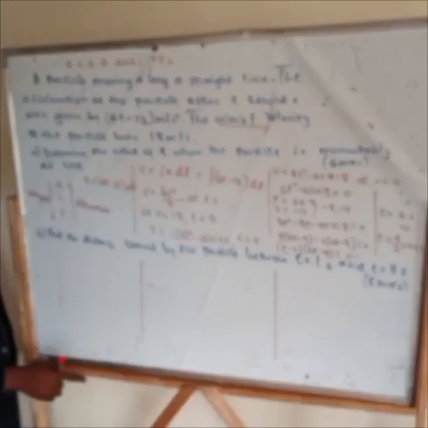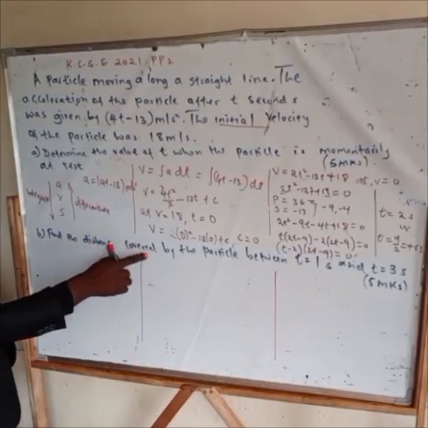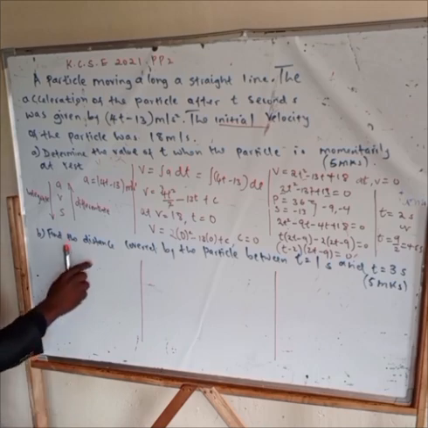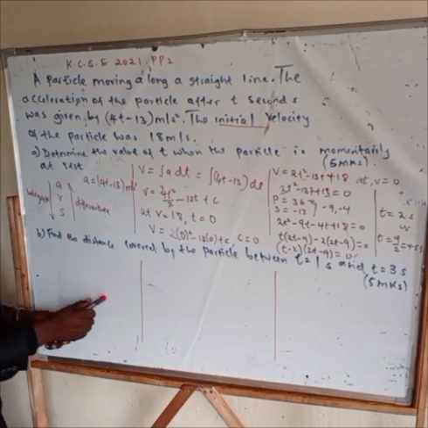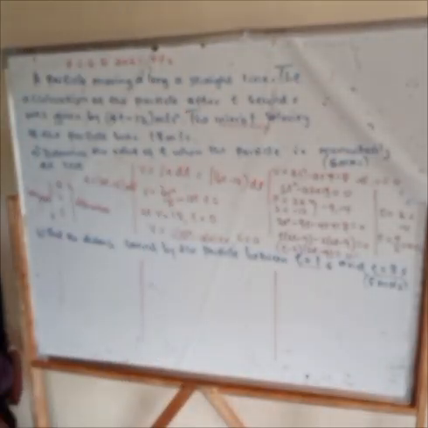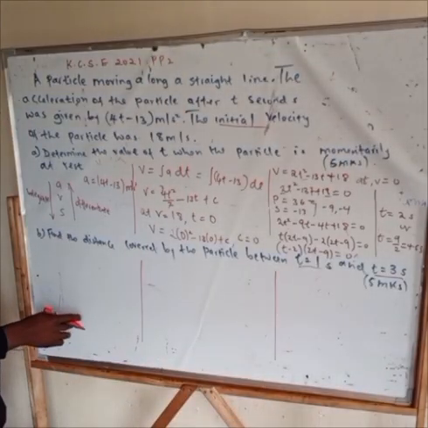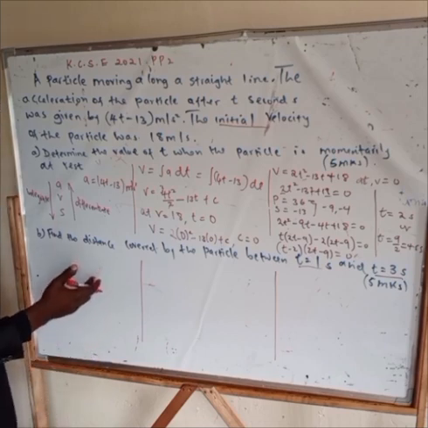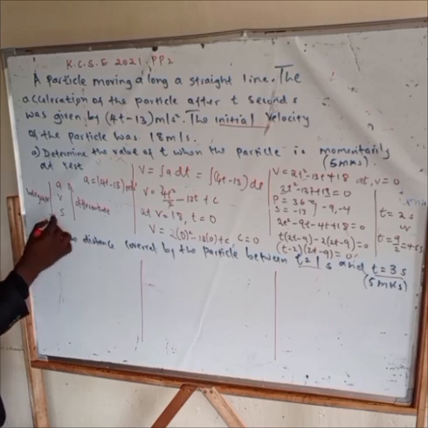Now the second question on the same: we find the distance covered by the particle between the time t equals 1 second and t equals 3 seconds. I want us to have a look at this question in a way that we're talking of t equals 1 second to t equals 3 seconds. This is where we have a definite integral, meaning that after we get this displacement, you can work it out very fast.